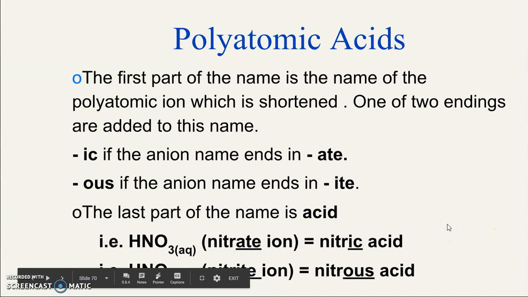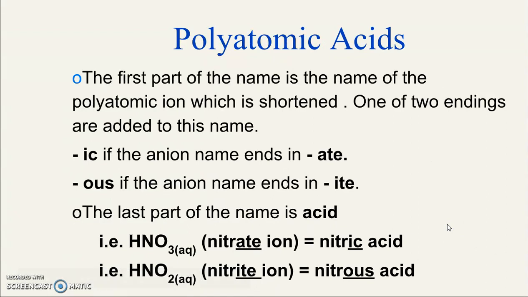So the polyatomic acids are a little bit different. The first part of the name is the name of the polyatomic ion, which is shortened. So instead of putting hydro at the front of it, we kind of ignore that the hydrogen is there. And we take care of the fact that it's an acid by putting the word acid at the end of it. So you're going to use one of 2 endings. ic will be the ending if the anion ends in ate, and us if the anion ends in ite.